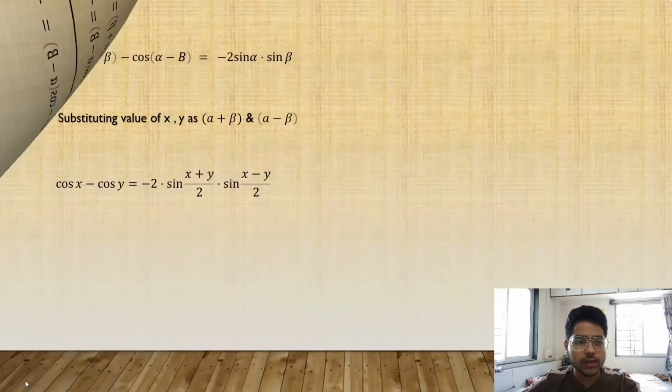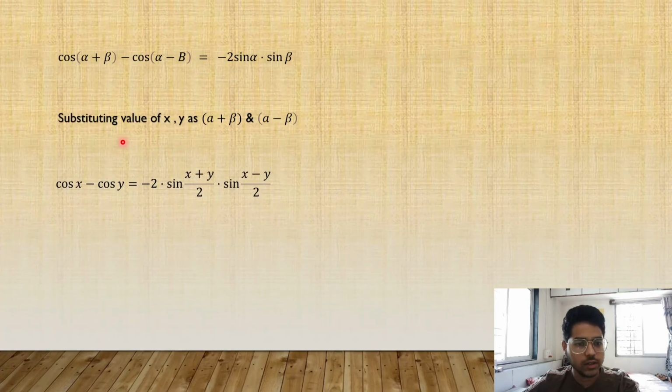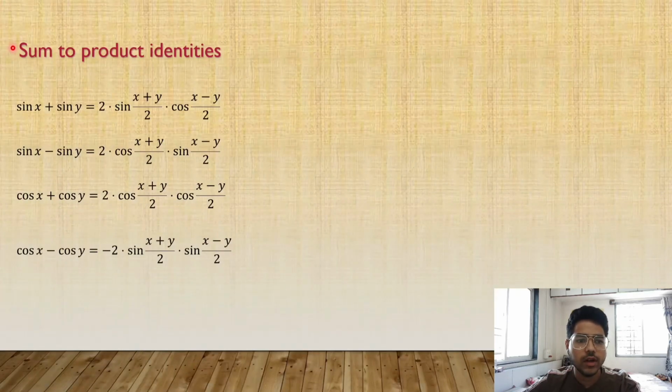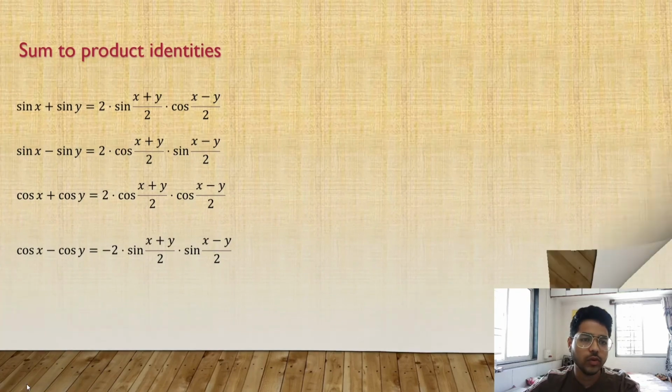Now turning to the next slide. Similarly, here also we are going to substitute x is equal to alpha plus beta and y is equal to alpha minus beta. So we'll be getting our proof number 4, that is cos of x minus cos of y is equal to minus of 2 into sine of x plus y divided by 2 into sine of x minus y divided by 2. Now moving to the next slide. Here I have listed it again to remember.